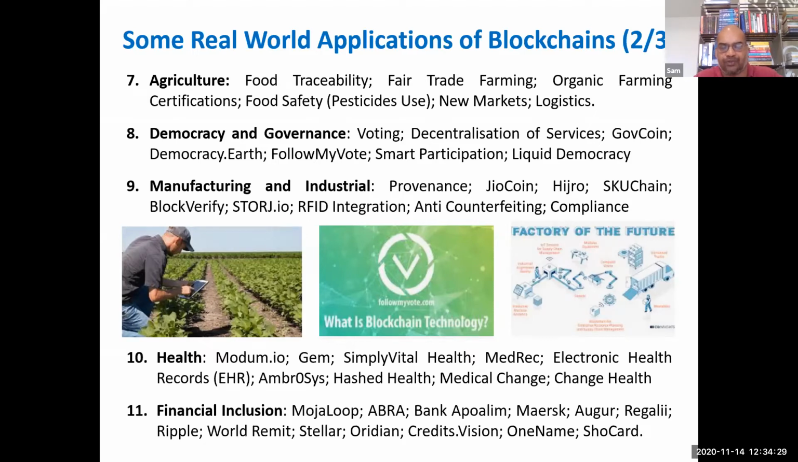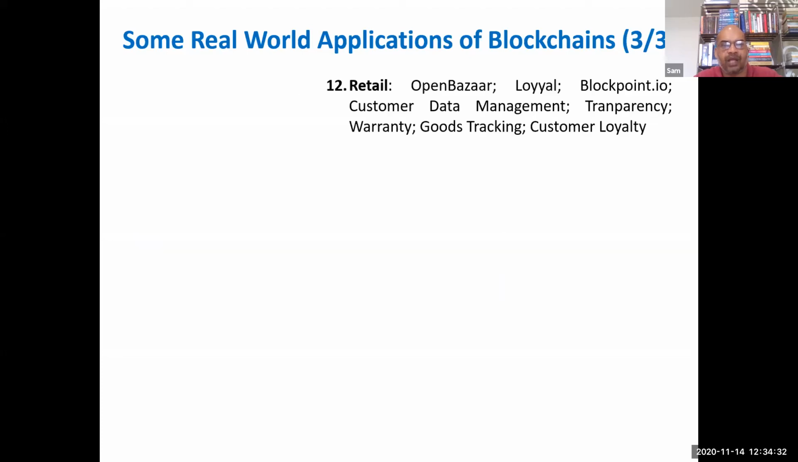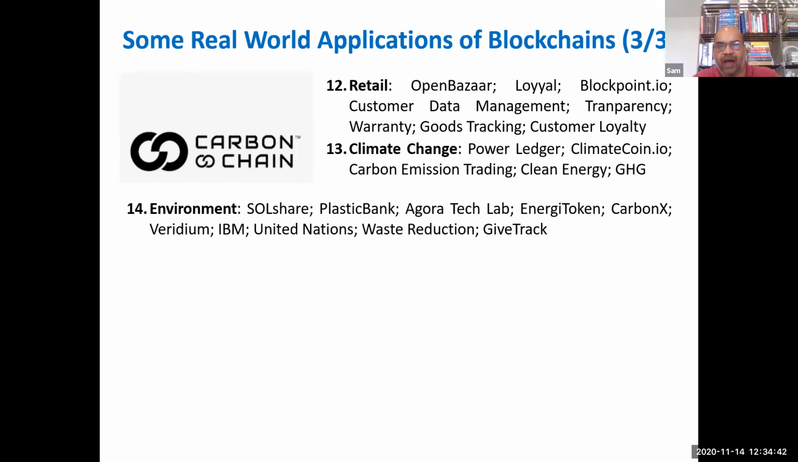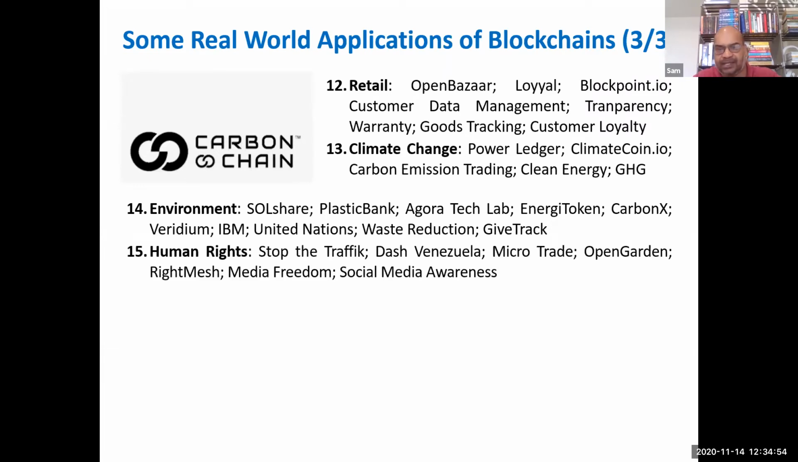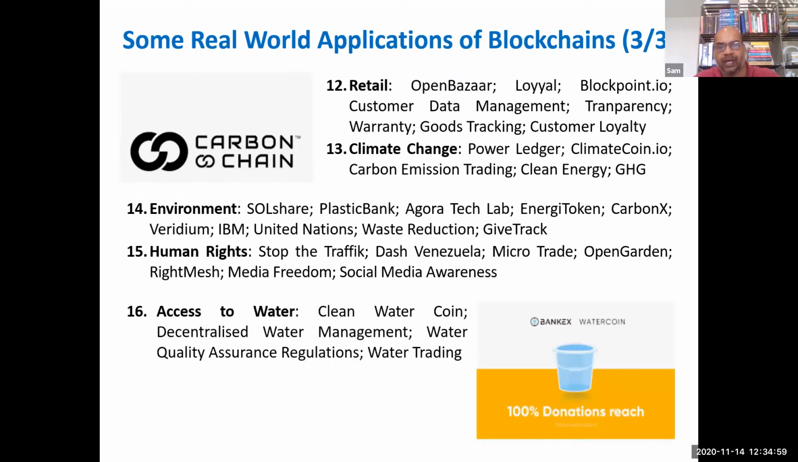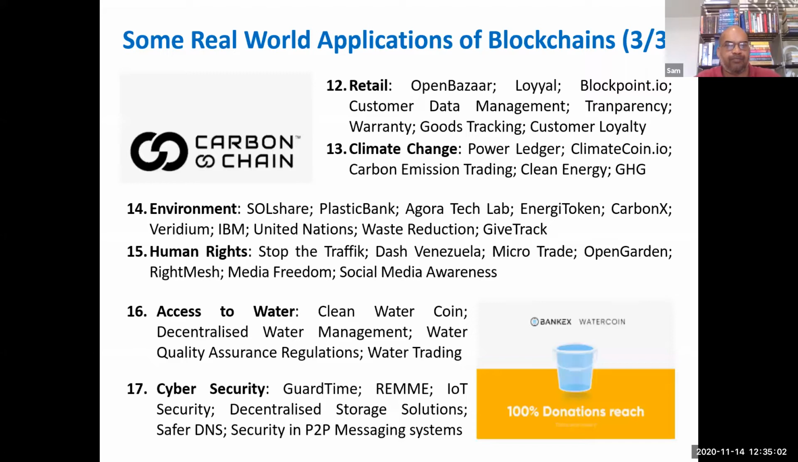Financial inclusions, microfinance, and so forth. Then we have retail, huge applications over there, carbon trading, climate change, environment, different examples, the applications developed with the United Nations, waste reductions, plastic bank, and so forth, human rights, access to clean water, and cyber security.